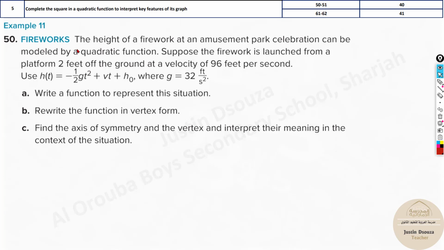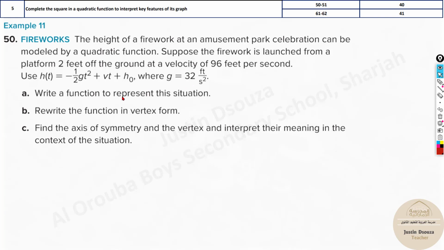It's about fireworks. The height of a firework at an amusement park celebration can be modeled by a quadratic function. Suppose the firework is launched from a platform 2 feet off the ground at a velocity of 96 feet per second. Use the given equation, h(t) = negative half of g t squared plus v t plus h naught, where t is time, and the acceleration due to gravity g is given in feet per second squared, that is 32.